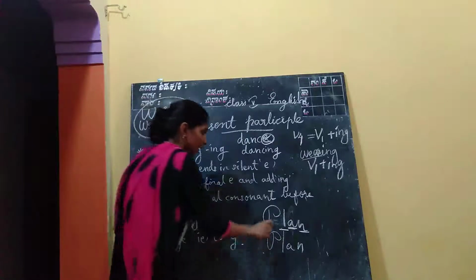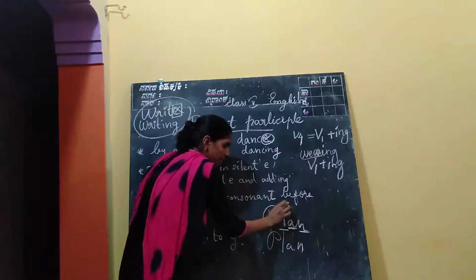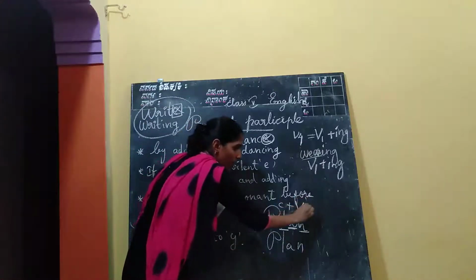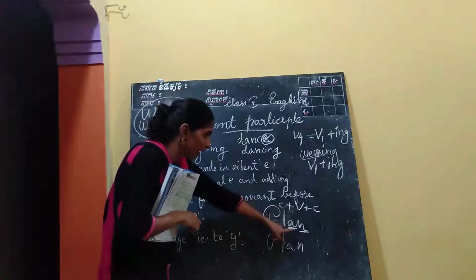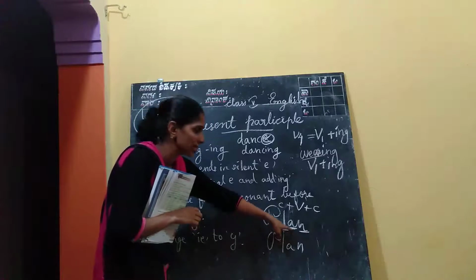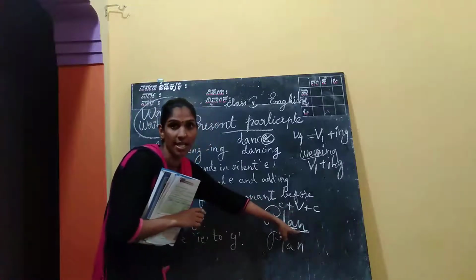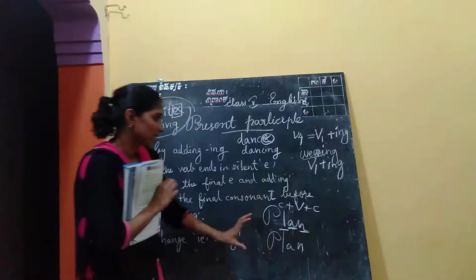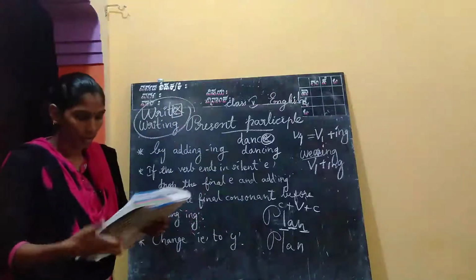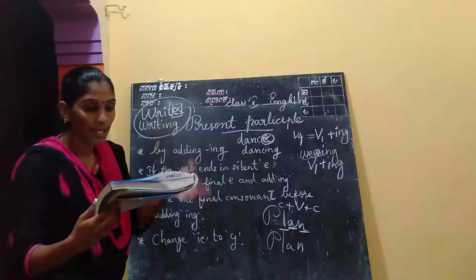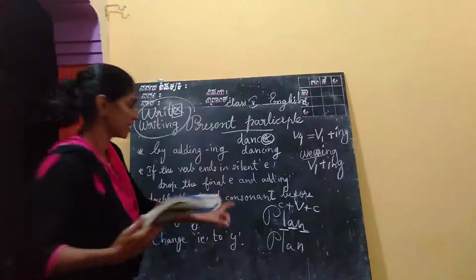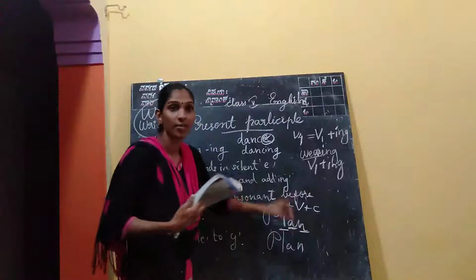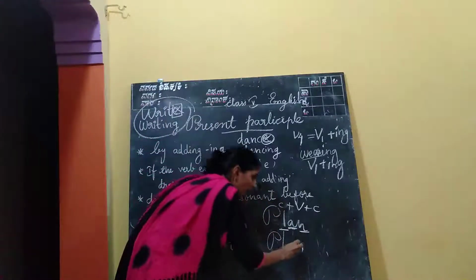See, this I taught: consonant plus vowel plus again consonant. Consonant, plus a vowel sound, plus again a consonant, N. If it is like this, what do we have to do? We have to double the final consonant. What is the last consonant? N is there. We have to double it.